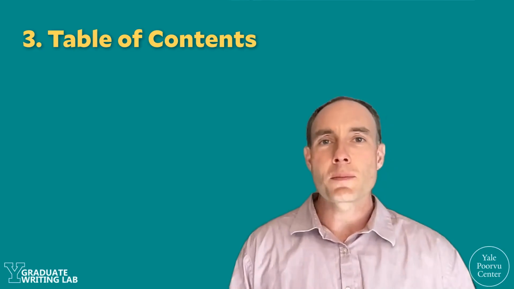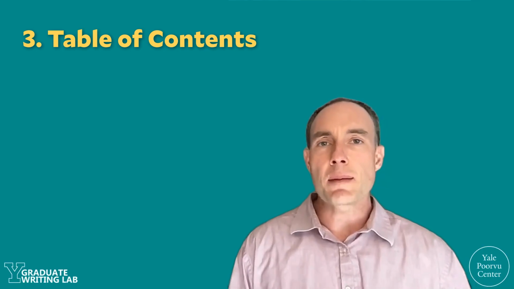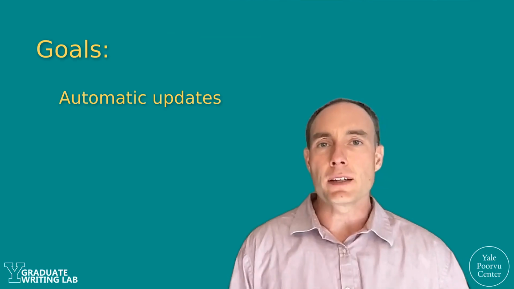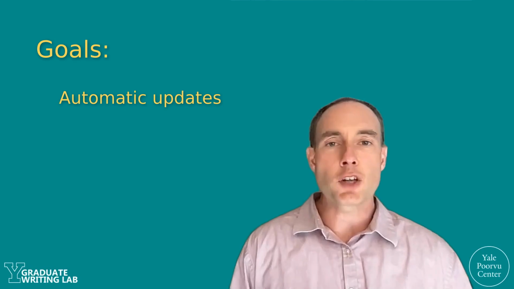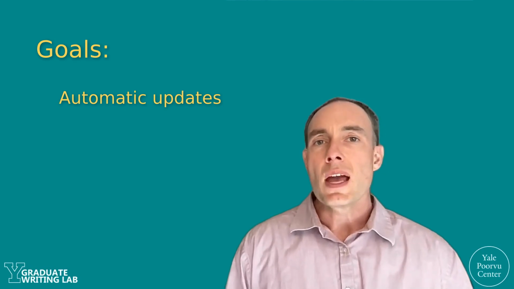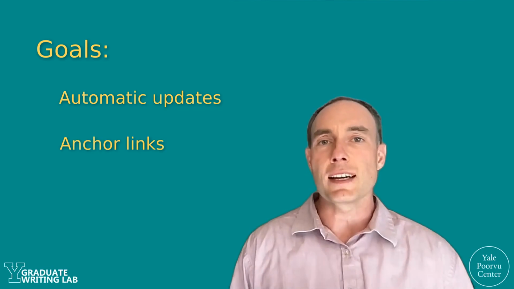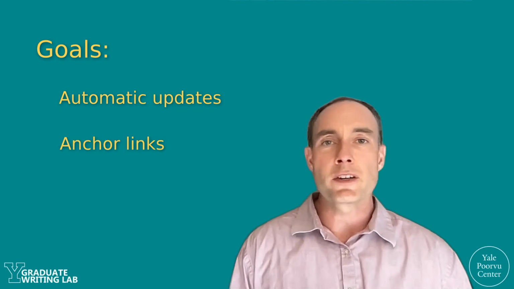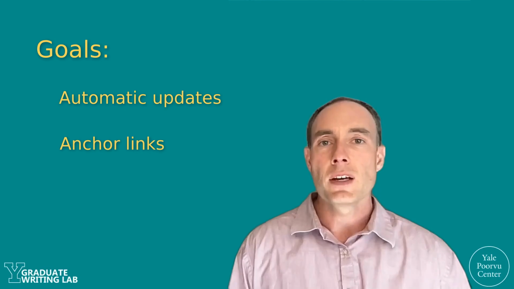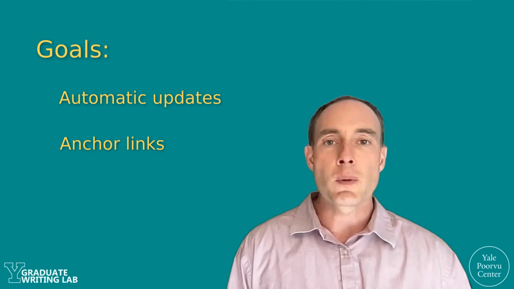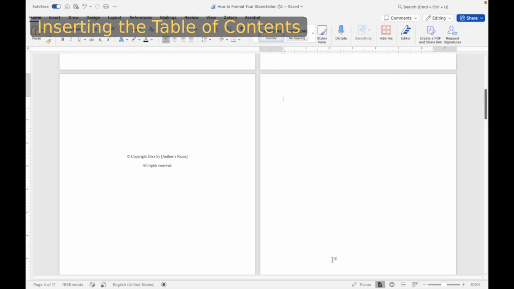With our page numbers in place, let's move on to creating a table of contents. Our goal is a table of contents that can be updated automatically if we add pages or if we change chapter or section titles. And we want each chapter and each section title in our table of contents to function as a link that takes you to the corresponding section of your dissertation in one click. To see how to make this happen, let's return to our dummy dissertation. So I'm going to use this blank page after the copyright page to add my table of contents.